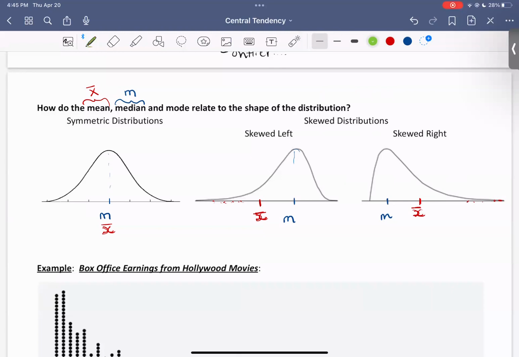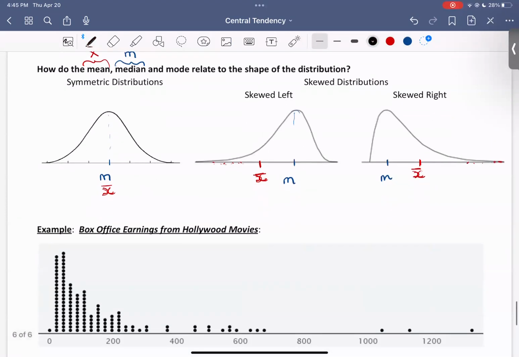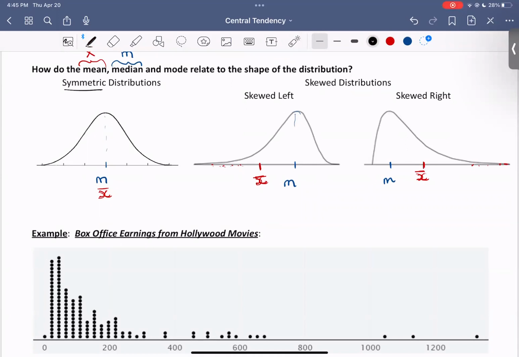So we can make some conclusions about the mean and the median, the relationship between them based on the distribution. So in the case when we have a symmetric distribution, our mean is about equal to our median. In the case when we have our skewed left or low outliers, our mean is going to be larger than our median. Oops, sorry, I said that wrong. I'll write it correct. Our mean is going to be smaller than our median on the left. And in the case when we have large outliers, our mean is going to be larger than the median.